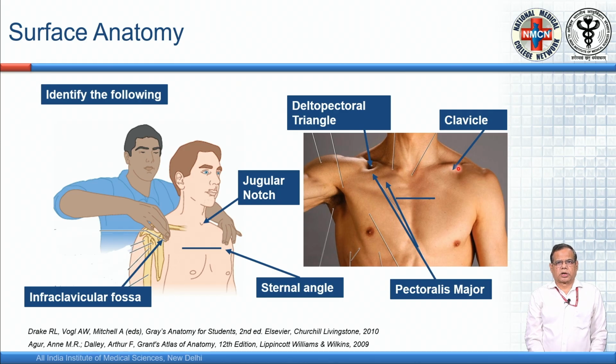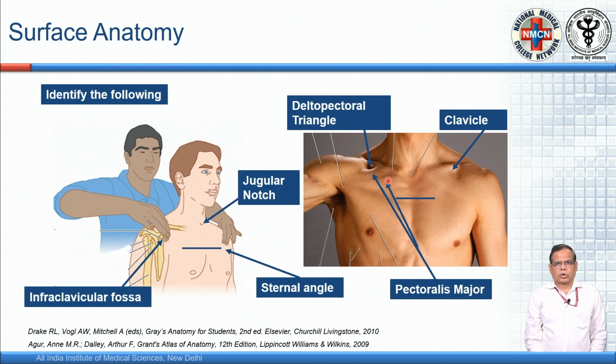Just below the lateral part of the clavicle is the infraclavicular fossa. At the junction between the medial 2/3 and the lateral 1/3, if you come 2 to 3 centimeter below the clavicle, you can palpate one bony prominence, that is the coracoid process of the scapula. Medial to the infraclavicular fossa is the pectoralis major muscle, and in a muscular person one can identify a groove between the clavicular origin and the sternocostal origin.